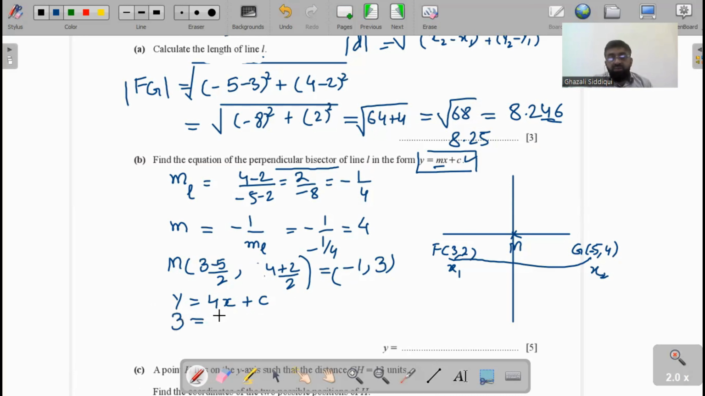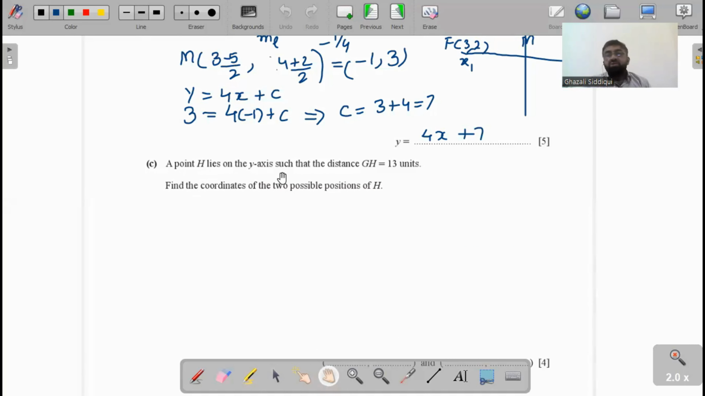y is 3, and 4 times minus 1. So c will be equal to 3 minus minus 4, that is 3 plus 4, which is equal to 7. Now the equation of this line becomes y equals 4x plus 7.